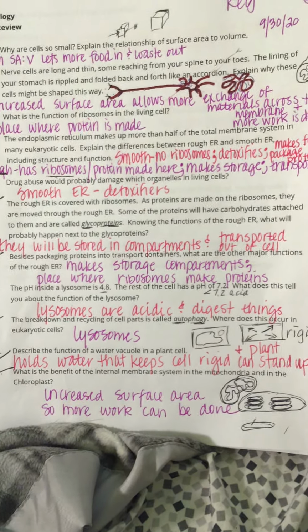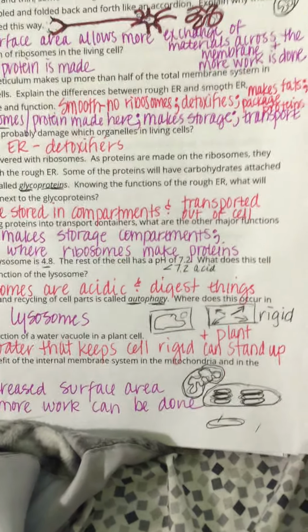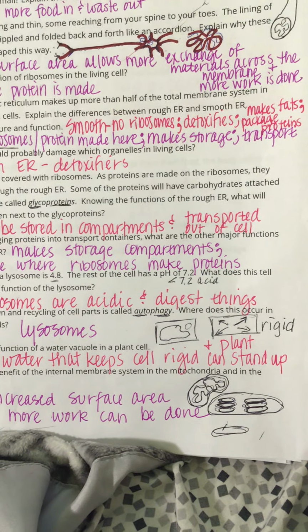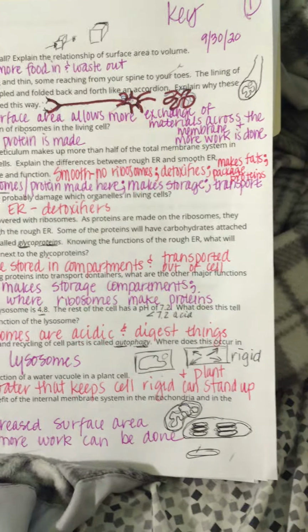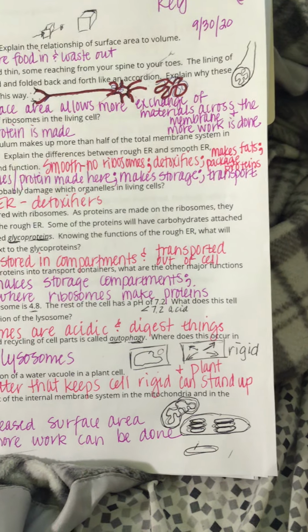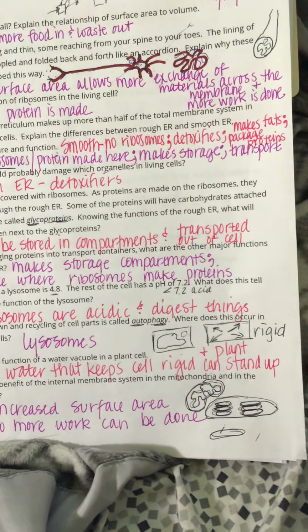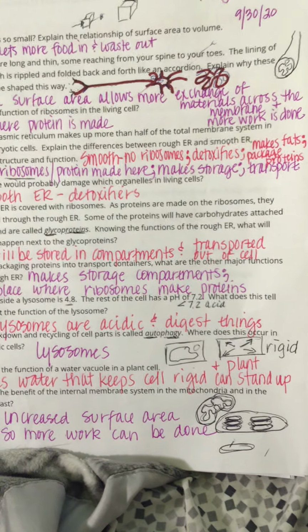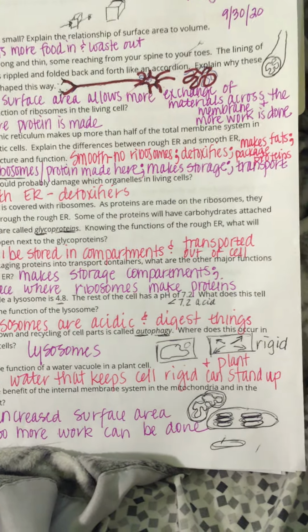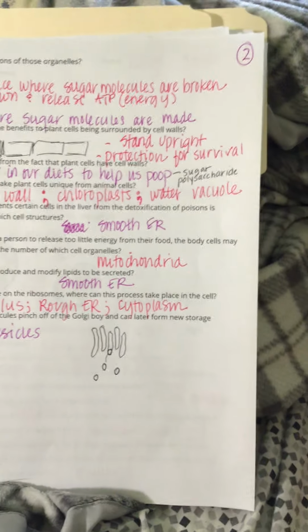What's the benefit of the internal membrane system in the mitochondria and the chloroplast? Well, the mitochondria has that back and forth, wavy internal membrane. And the chloroplast has stacks of membranes that make little sacs. Both of those are increasing the surface area where work can be performed. And that's going to allow both of those organelles to do more things.